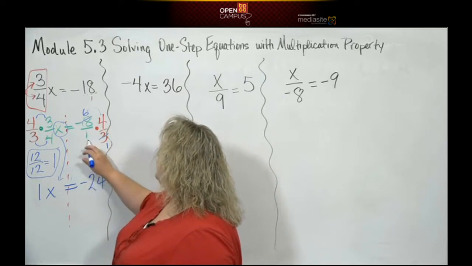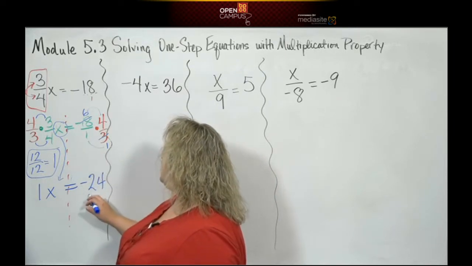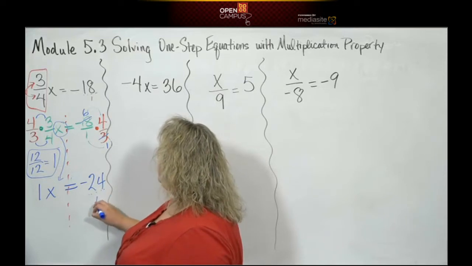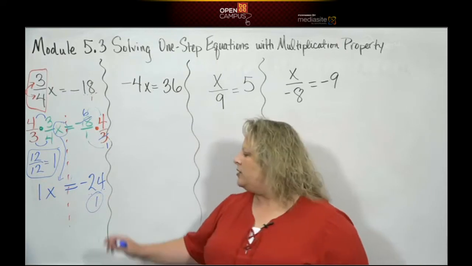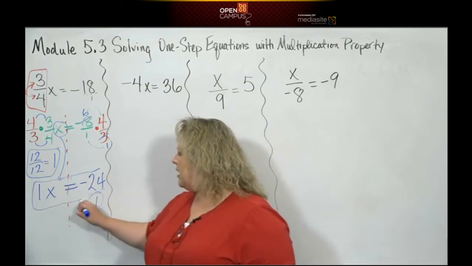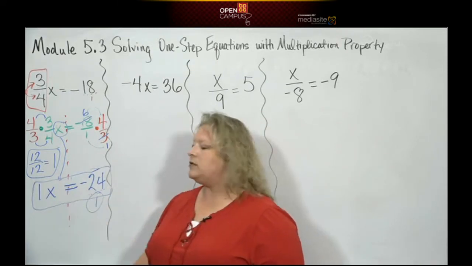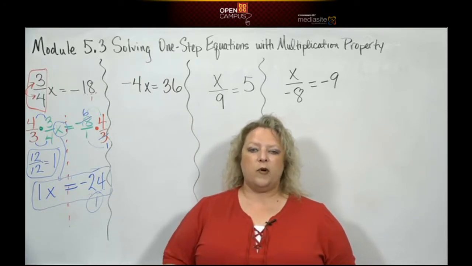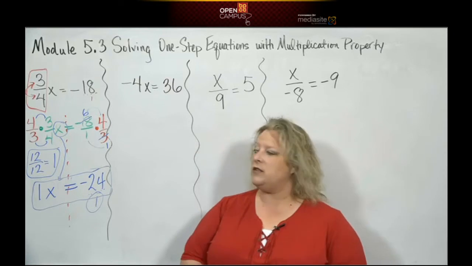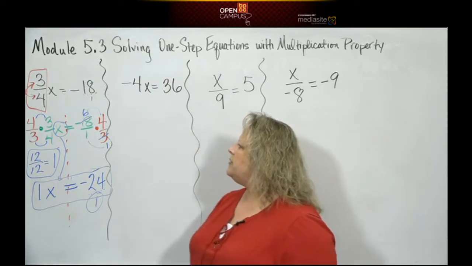And then bottom times bottom, 1 times 1 is just 1. So if you want to put the little spirit 1, you can. You don't have to. Your solution set, your answer, is x is equal to negative 24. And again, on the next slide, I'm going to show you how to check your answers. Let's move to this one.